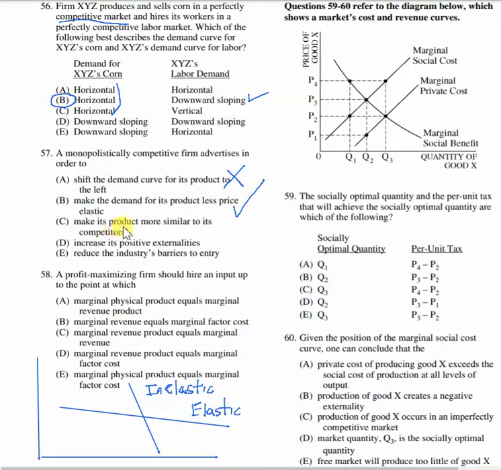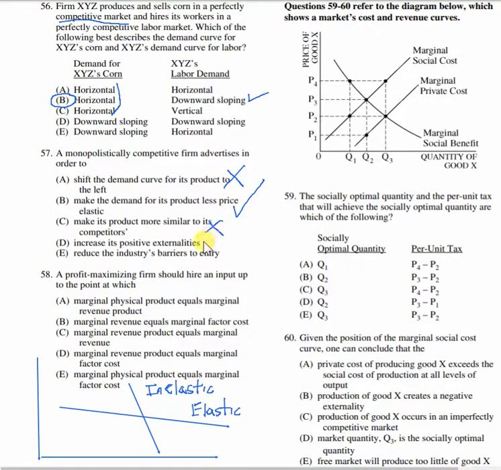Make its product more similar to other competitors. There's no reason why you'd want to make it more similar. Then you'd have more substitution and more competition, so that's no good. Increase its positive externalities. So a positive externality is something that creates something good for a third party, which is not something we have here.